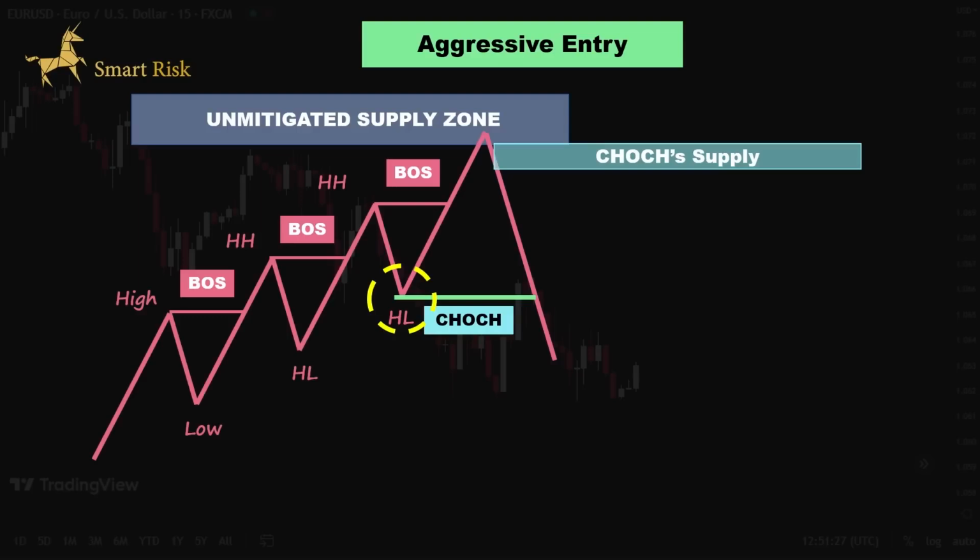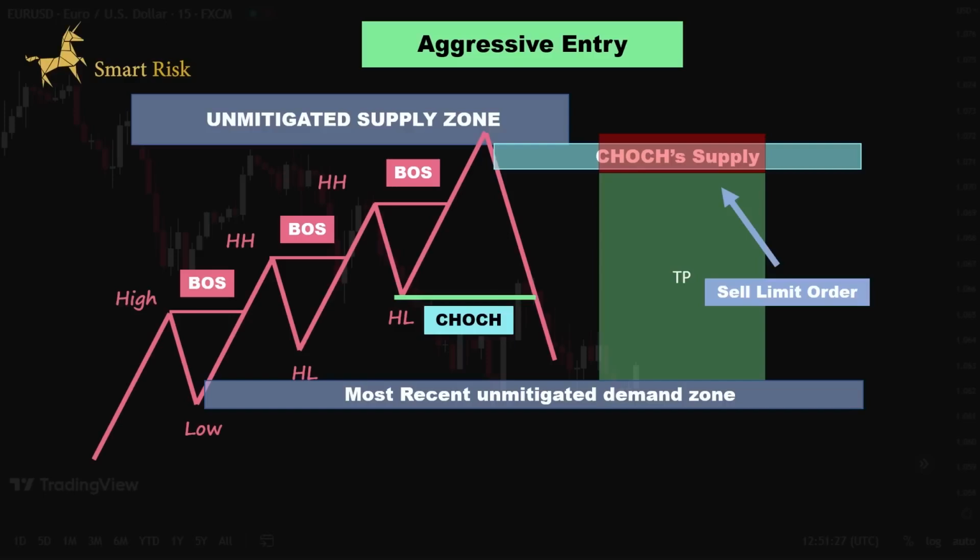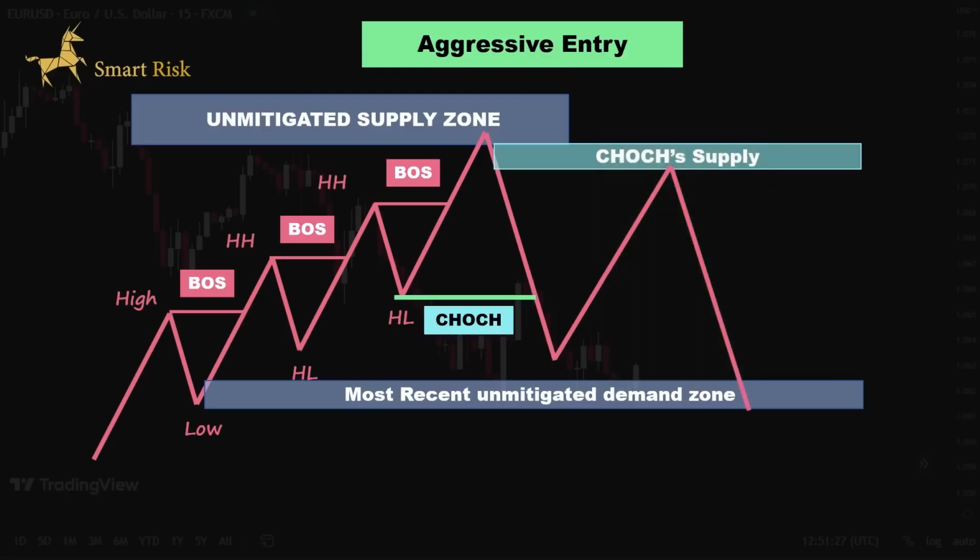So based on this type of entry, in the next step, we should set a sell limit order at the lowest point of the supply zone, which is created by the change of character's wave to the downside. And also, we should put our stop loss a couple of pips above the supply zone and target the most recent unmitigated demand. So, this is the general schematic of Chalk's aggressive entry.